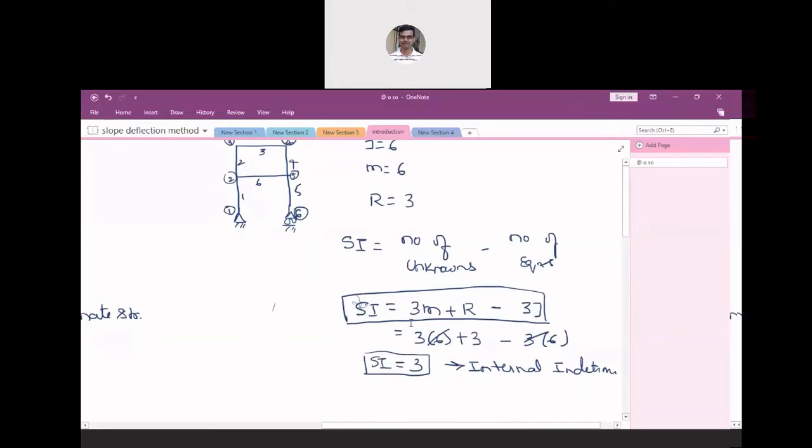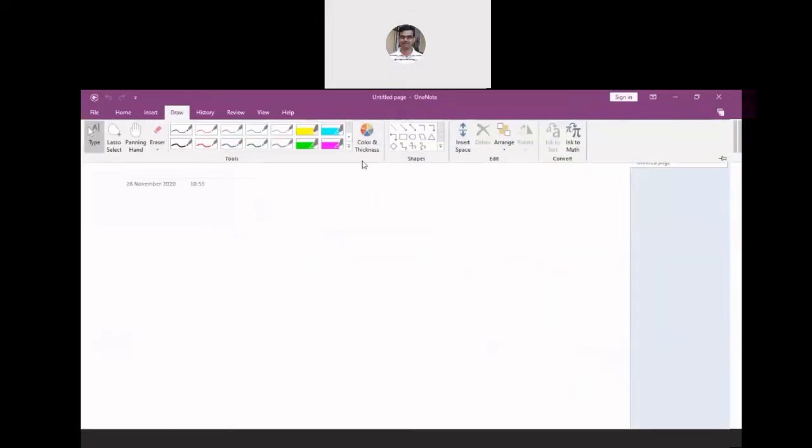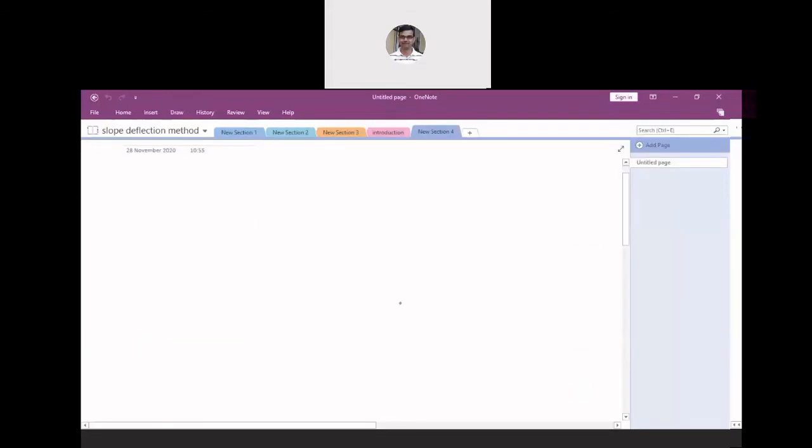Now we have understood what the degree of indeterminacy is and how to calculate it. Let us move on to the next exercise, wherein we try to see how we develop an additional equation. As I mentioned, if I want to analyze an indeterminate structure, we need to develop additional equations. Now, let us take the compatibility condition. We'll try to understand it with the help of an example.